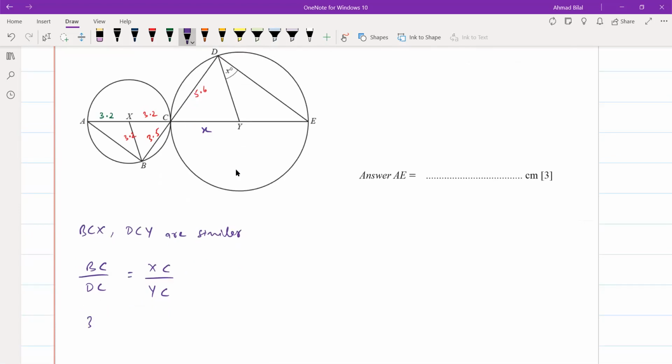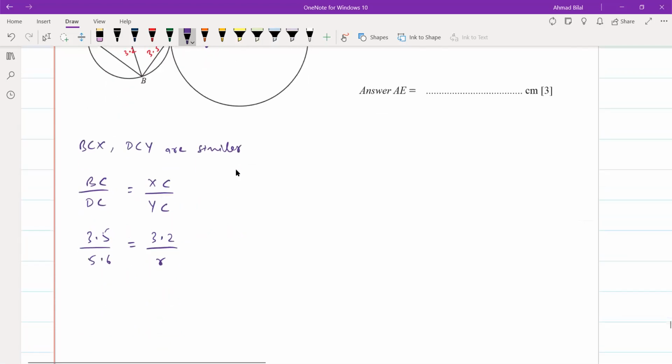Let's not call this X, since X has been used elsewhere. Let's say the radius is R. So 3.5 divided by 5.6 should be equal to 3.2 divided by R. From here we will get the radius.